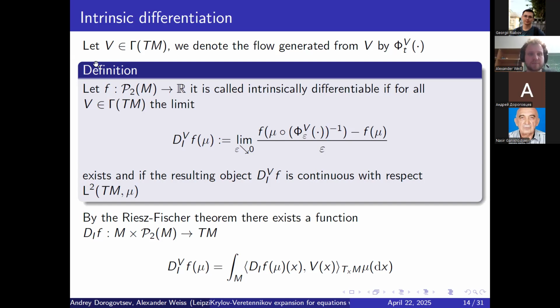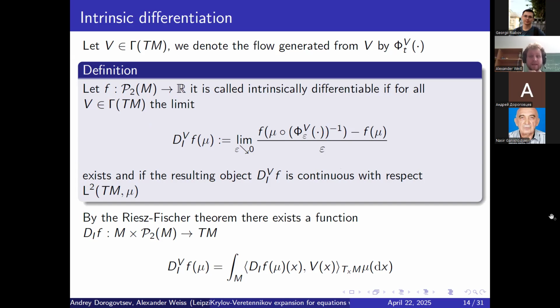Let's consider, let V be in the set of smooth vector fields, and we denote the flow generated from V by phi^V_t. So what is the flow generated from V? Just very quickly, this is just the solution to the ODE, where the vector field V is the coefficient of this ODE. And then, yeah, just like in R^d, there is a flow coming from that, and we denote this flow by phi at point t from V.